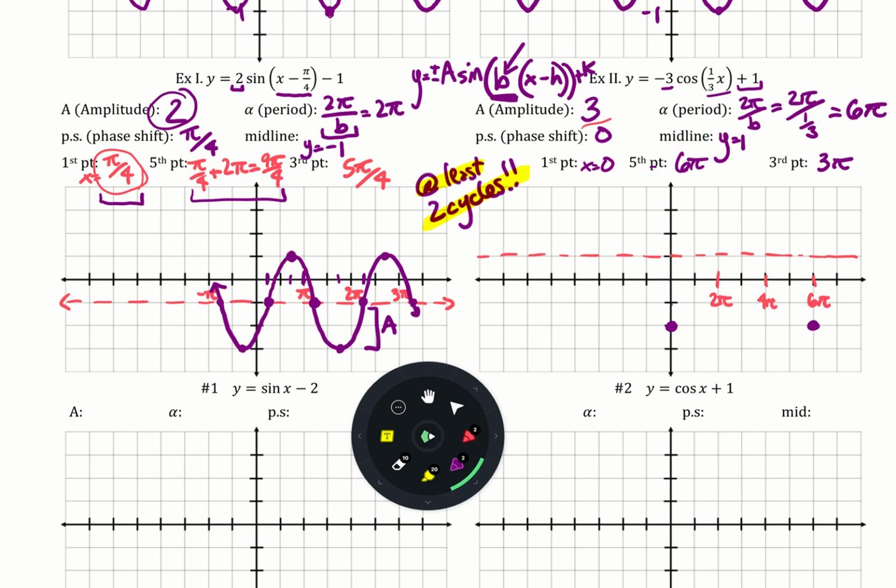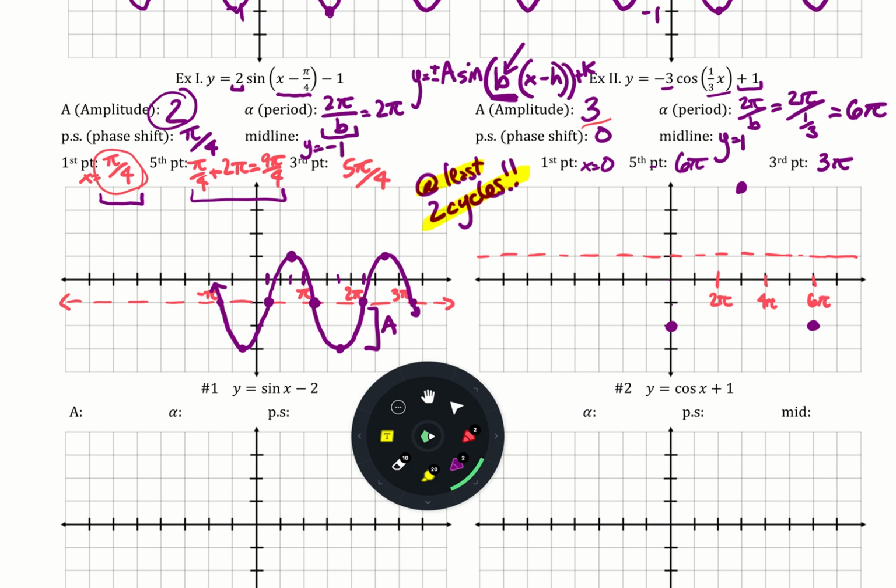And my maximum will occur exactly between my minimums. So everything is always equidistant for your cycles. Okay? A minimum is always between two maximums. A maximum is always between two minimums. So if I have minimums at 0 and 6 pi, then at 3 pi, I will have a maximum. Again, 3 units away from the midline. And then that's 3 of my points.